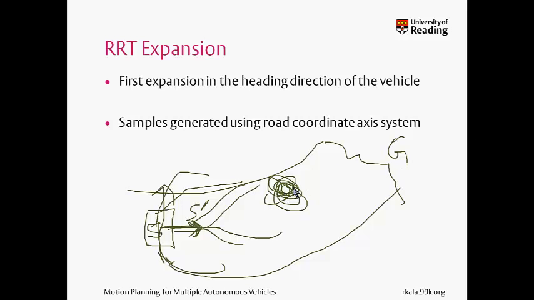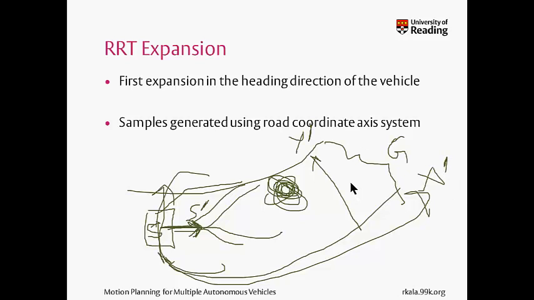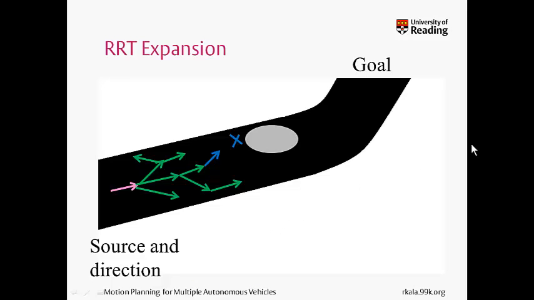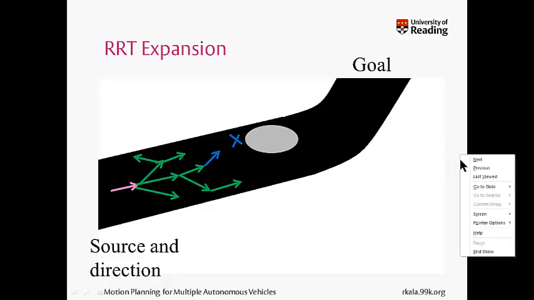The second thing, of course, as we know, is that I'll have to generate samples which are feasible, and for that I'll have to use the road coordinate axis system, where this is the x-axis, and at any general point the perpendicular one becomes the y-axis. Let's say this is x and y dash. So these are the two primitives that I would be using, and using which it becomes very clear that I can solve the problem. So this is a nice picture that I have drawn.